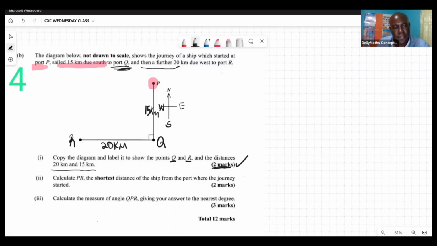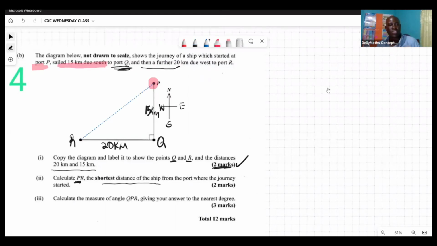The question says, calculate PR, the shortest distance of the ship from the port where the journey started. So we close that triangle right there. When we close that triangle, they ask for PR. You see that it's a right angle triangle because this is a right angle. I have this distance, I have that distance. Whatever they ask, you're going to find it.